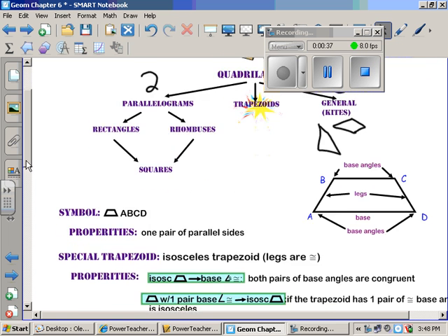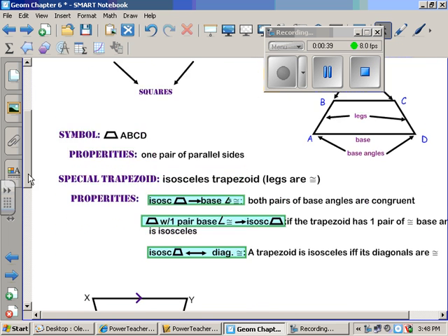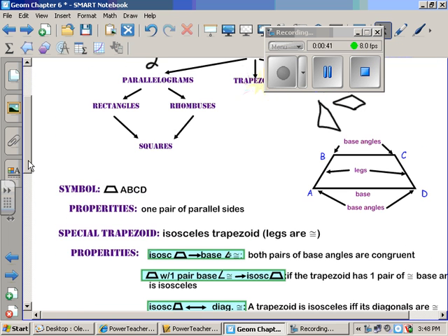All right, so we're going to talk about trapezoids first. Trapezoids have one set of parallel sides, and they call these the bases. So these two sides are parallel. The other two sides are called the legs, and the angles that come up to make the bases are called base angles. So these two are base angles and these two are base angles.